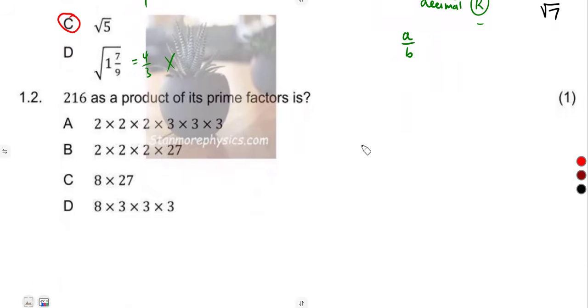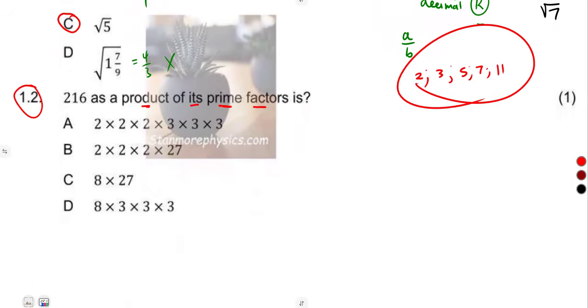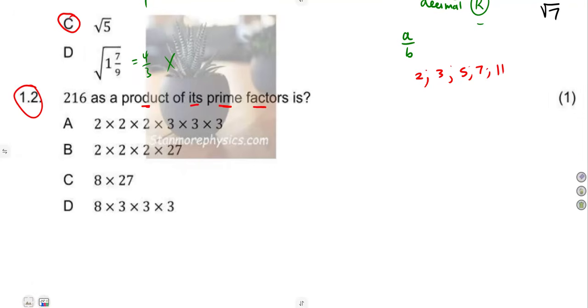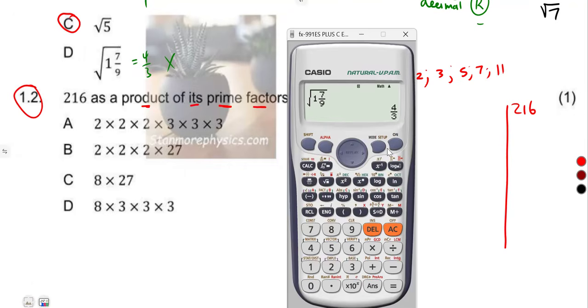All right. On 1.2, 216 as a product of its prime factors. We talk about what? Prime numbers. Remember, the smallest prime number is 2, followed by 3, followed by 5, 7, 11. So as a product of what? Prime numbers. 216. Simply do this. But this was section A, where the answers are already there. You can use the ladder, all right, which is okay. But also you can just use a calculator. This is what you do.